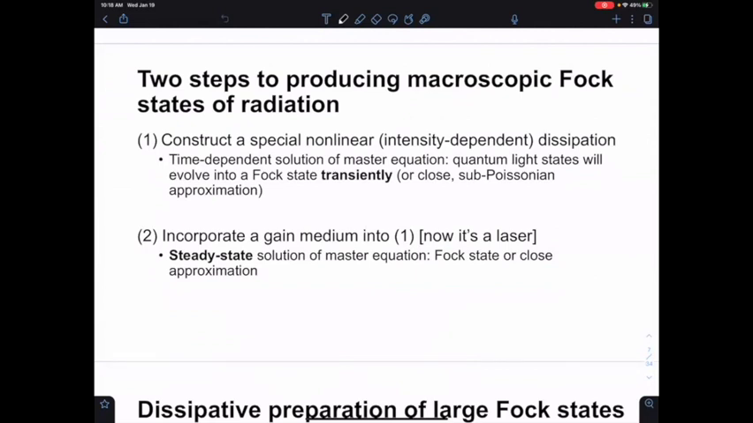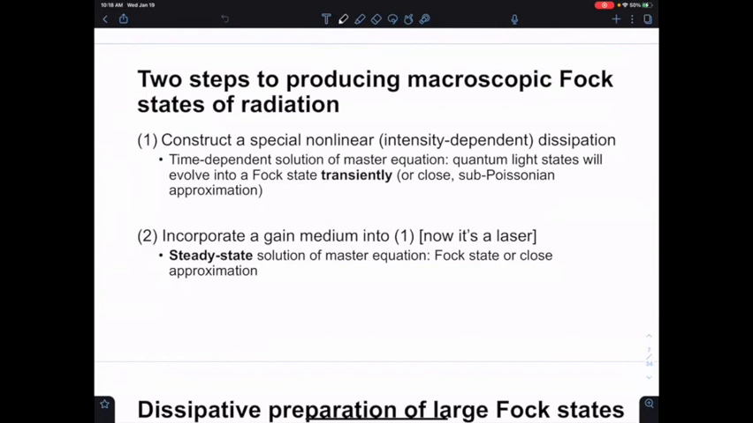In the first step of this proposal, I'm going to show you a special kind of nonlinear intensity-dependent dissipation. Dissipation can just mean simple leakage of photons. So if we think back to the cavity formed by two mirrors and we think of photons bouncing around, I'm going to need a situation where the rate at which photons leave the cavity depends on the number of photons in the cavity in some special way. The statement is that if this happens in just the right way, then in time, a state that has photons in it will decay into a Fock state, or produce a close sub-Poissonian approximation, transiently.